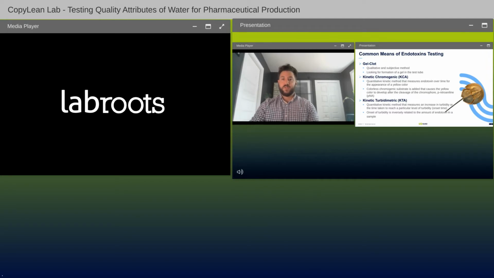Kinetic chromogenic, which is also known as KCA, is a photometric technique. It's quantitative, so it gives you an actual result. This method measures endotoxin over time for the appearance of a yellow color.